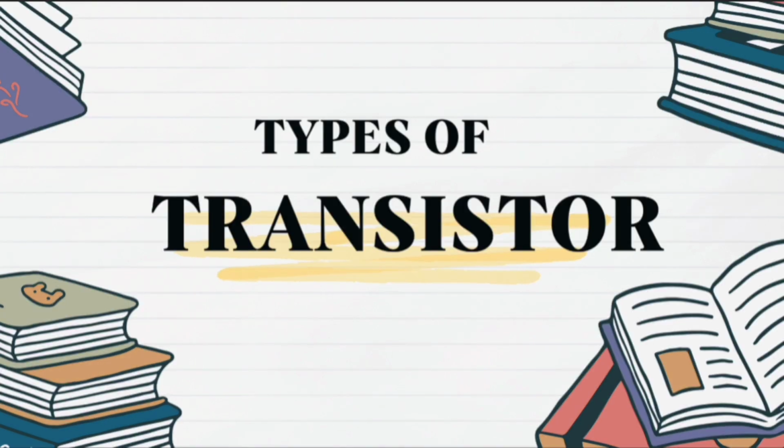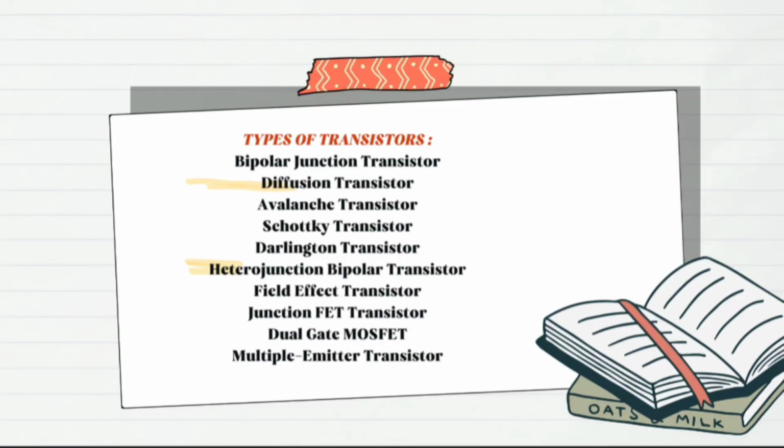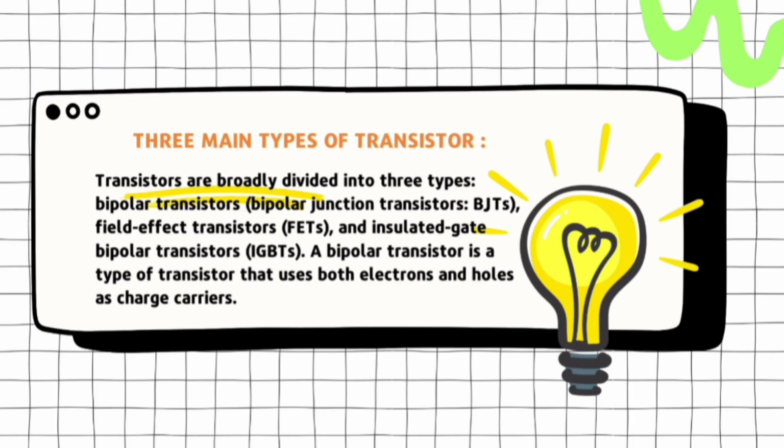Now let's see about the types of transistors. There are many types of transistors like bipolar junction transistor, diffusion transistor, avalanche transistor, Schottky transistor, multiple emitter transistor and so on. Let's see about the three main types of transistor. Transistors are divided into three types. Bipolar transistors, BJT, bipolar junction transistor, FET, field effect transistor and insulated gate bipolar transistor. A bipolar transistor is a type of transistor that uses both electrons and holes as charge carriers.